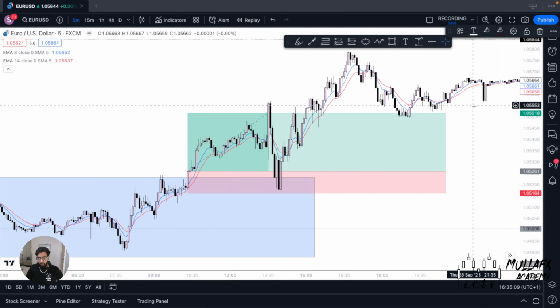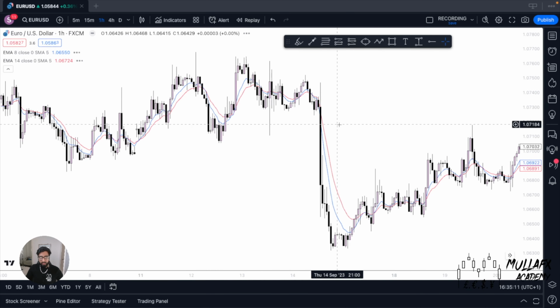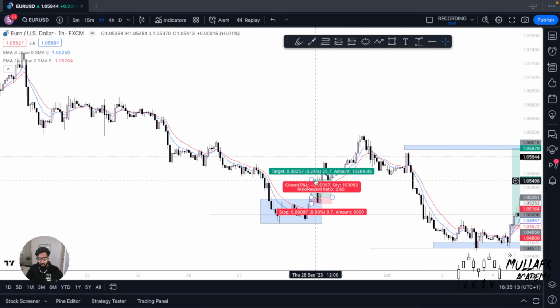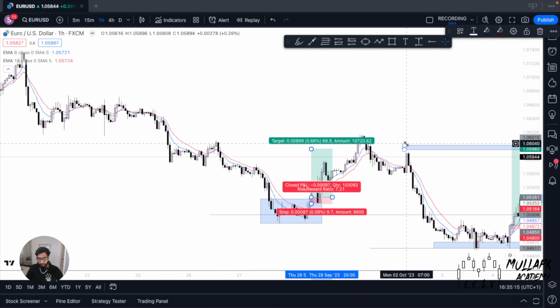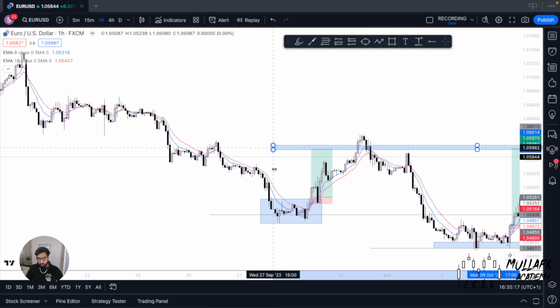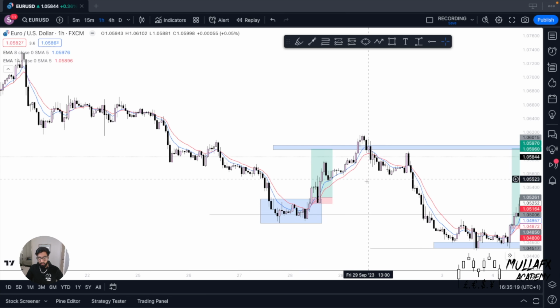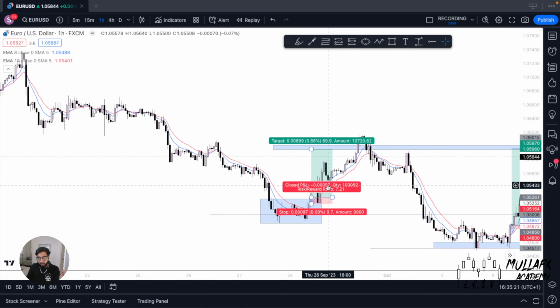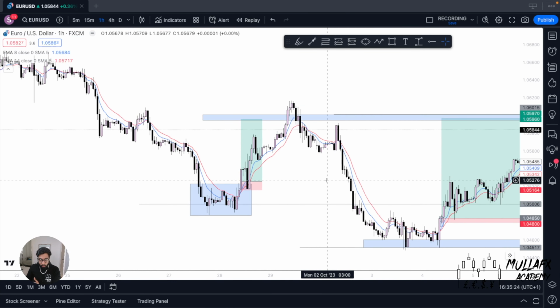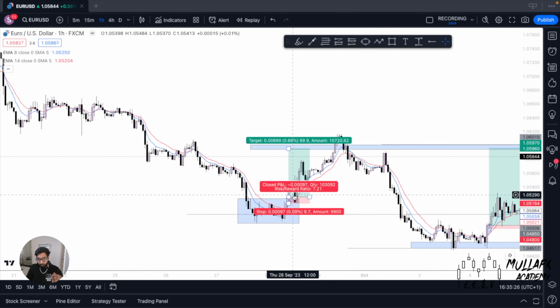Okay, then we go back on the 1 hour because we want to see targets, right? Where are we targeting? 1.06, right? Let me just go over here. 1.06, targeting. This is also a 1-to-7 ratio. Not as great as the first one, but still a really, really good entry point, right?